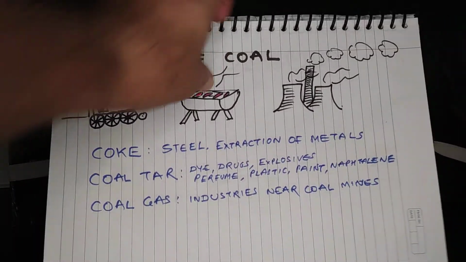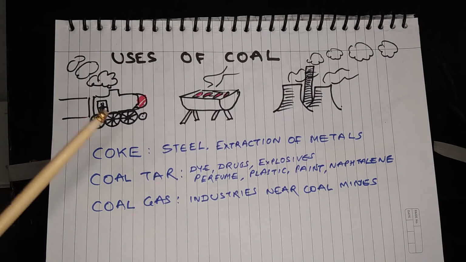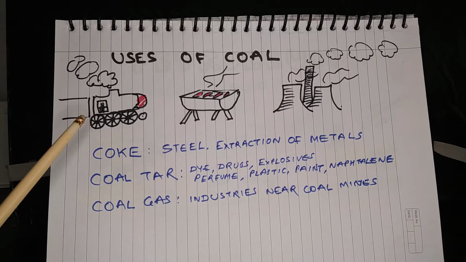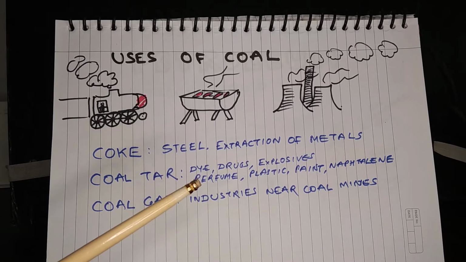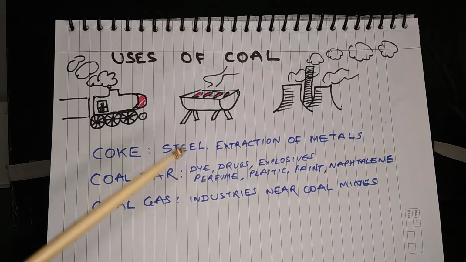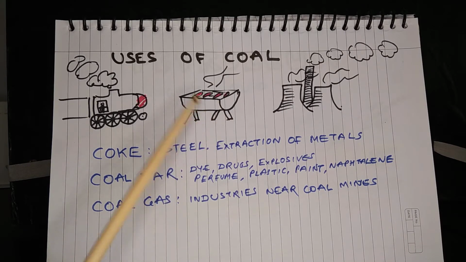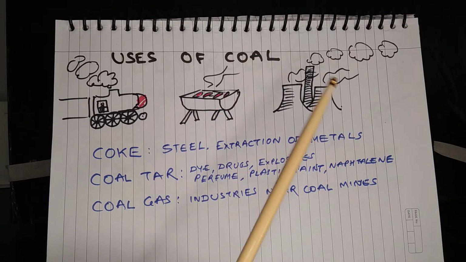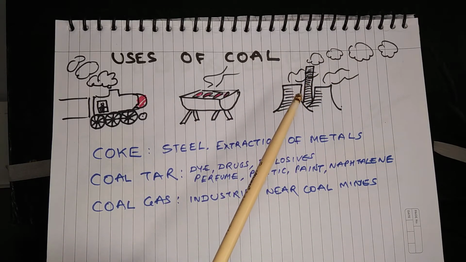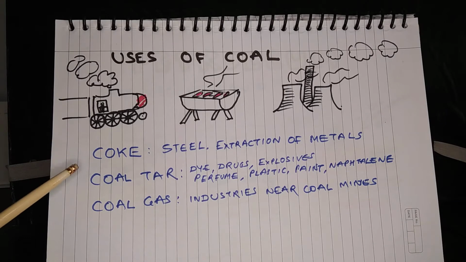Uses of coal. When steam engines were in vogue, coal was used as fuel for steam engine. In those days, coal was also used as kitchen fuel. Nowadays, many people use coal when they have to make barbecues. But nowadays, coal is mainly used in industry, especially in thermal power plants. Then coal is processed to make various products like coke, coal tar and coal gas.